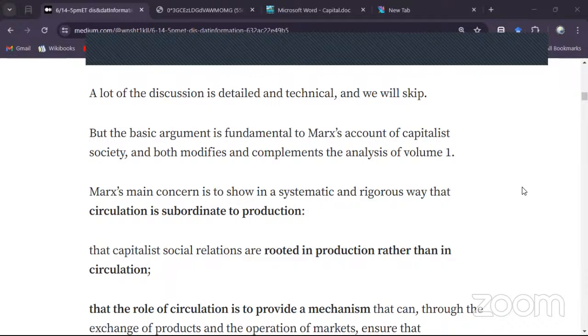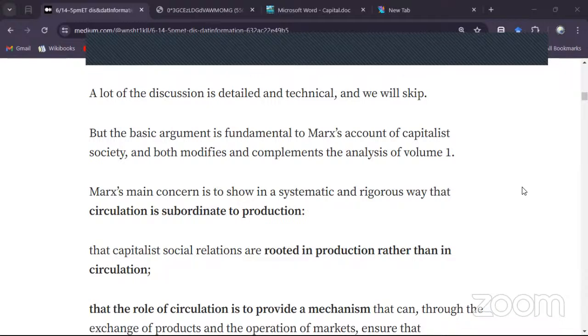This is like the technical appendix in certain places to Volume 1. Marx's main concern is to show in a systematic and rigorous way that circulation is subordinate to production. So it's still front-loaded. That is the idea that production is important. A lot of people take that too literally, I would assert.